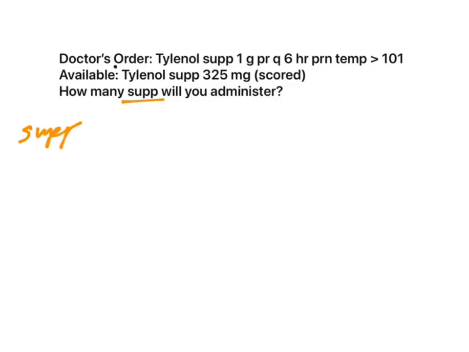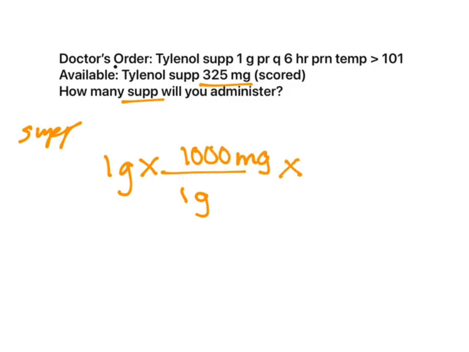All right, so what I like to do is start with the physician order. So the physician orders 1 gram. Well, we know grams have to cancel out because our answer needs to be in suppository. So when we go to our problem, we see no grams, we see milligrams, so we have to convert. We know that 1 gram is 1,000 milligrams. So then our grams cancel out and we're left with milligrams, but our answer needs to be in suppository.